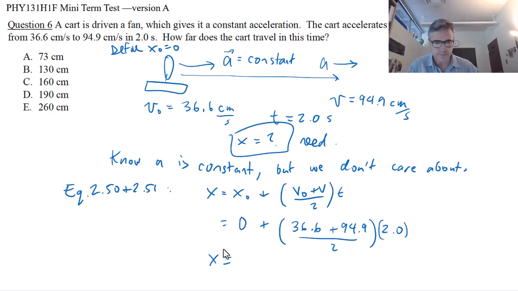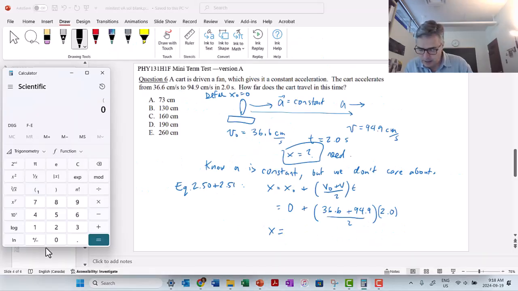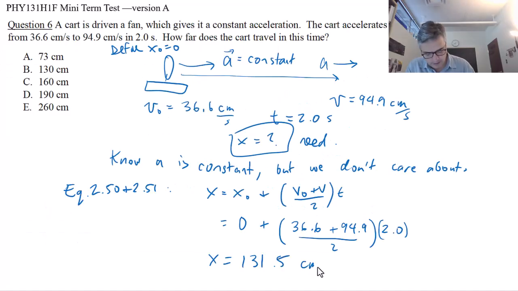x is equal to, open bracket, 36.6 plus 94.9, close bracket. Well, I think that's really all we need to do, because we're going to divide by 2 and times by 2. 131.5. And that is going to be in centimeters. So closest answer is B.